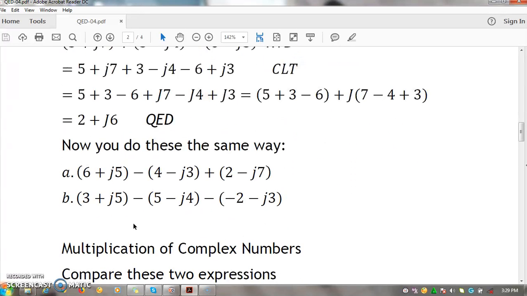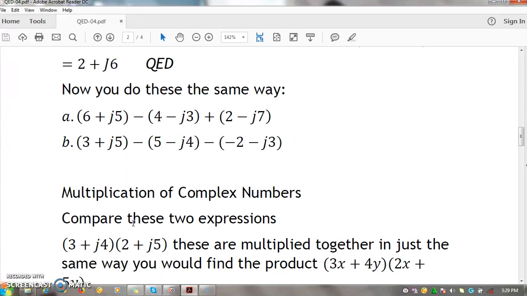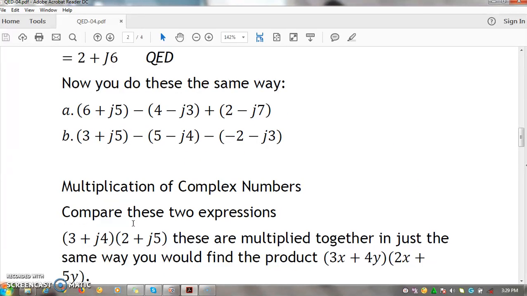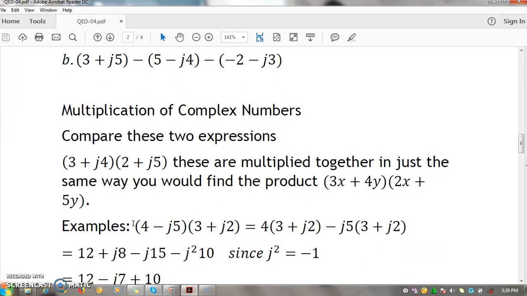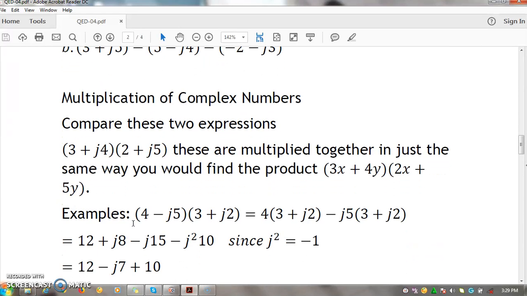So with those two examples, please solve these two questions. If you are not getting it, then you can send a message to us on WhatsApp and we'll explain it to you. Now let's look at multiplication of complex numbers.